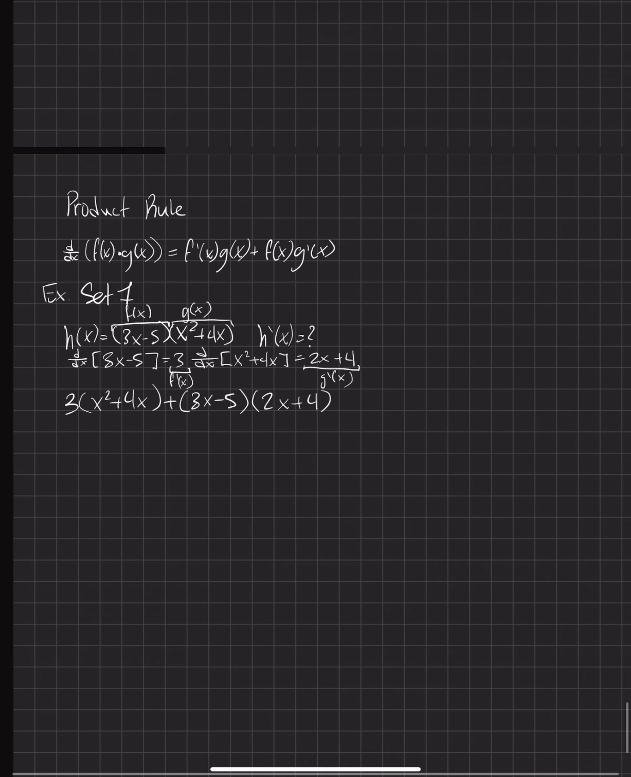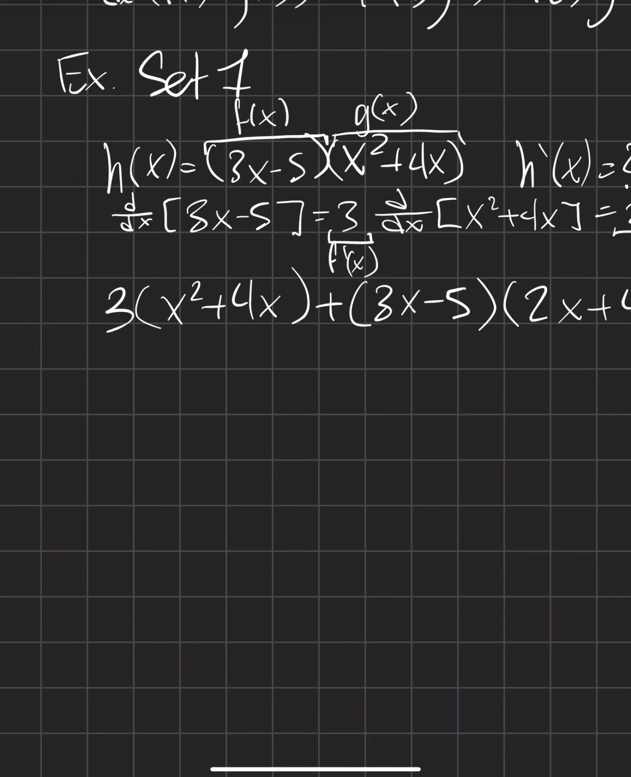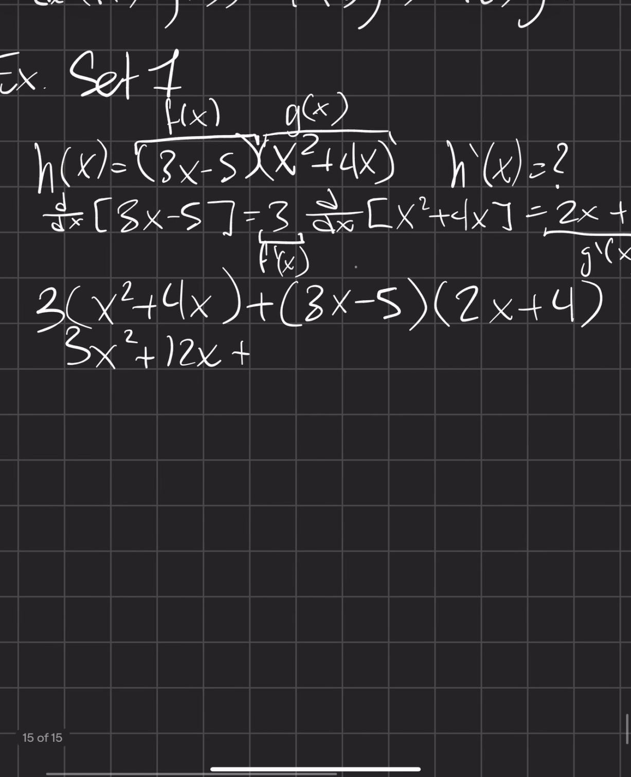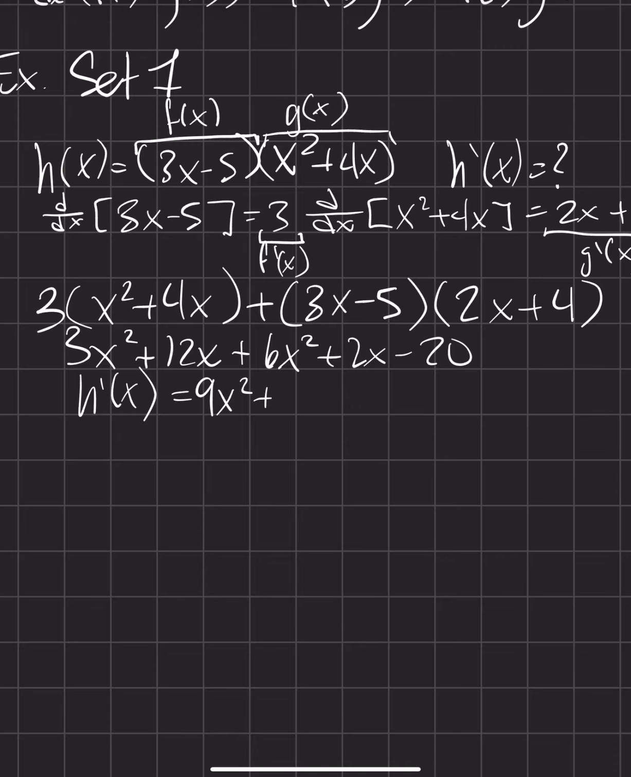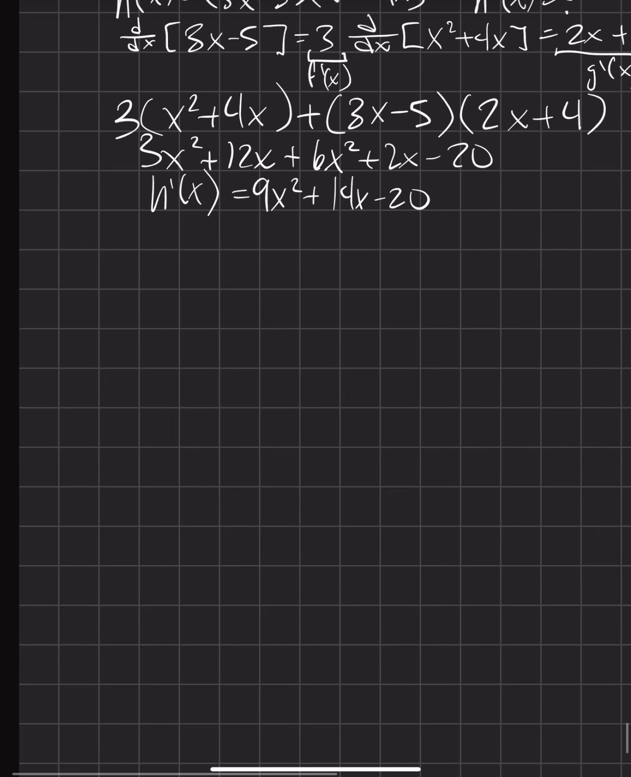Now, you could leave it like that depending on what you need, or you could just simplify it a little bit more. But I'll simplify it just because. If you do this, you get 3x squared plus 12x, and then if you FOIL this, you're going to end up with 6x squared plus 2x minus 20. And then combining those together, you get that h prime of x is going to be equal to 9x squared plus 14x minus 20. So boom, pretty simple. We'll now go over another one.